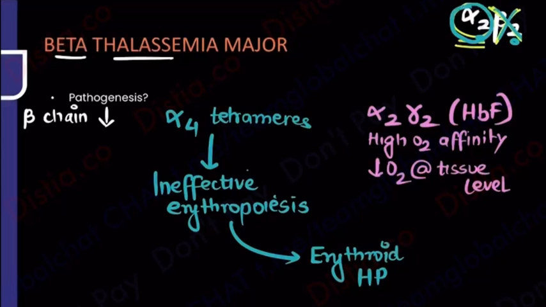As soon as the oxygen decreases at the tissue level, your body releases what? Your body releases erythropoietin, and erythropoietin will go and do what on the bone marrow? Erythroid hyperplasia. The erythropoietin will make more red blood cells.